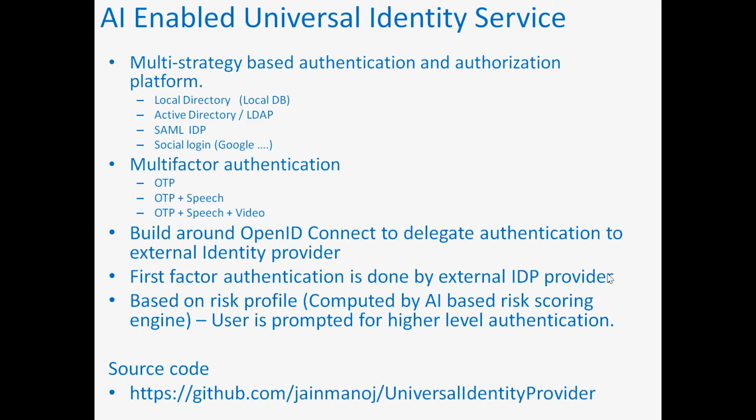We can also support multi-factor authentication using OTP, OTP plus speech, and OTP plus speech and video. Some of these things are work in progress now. We built this identity service around OpenID Connect to delegate the authentication to external identity providers. This way we can add any other authentication scheme for multi-factor or primary authentication. The first factor authentication is always done by the external IDP provider.